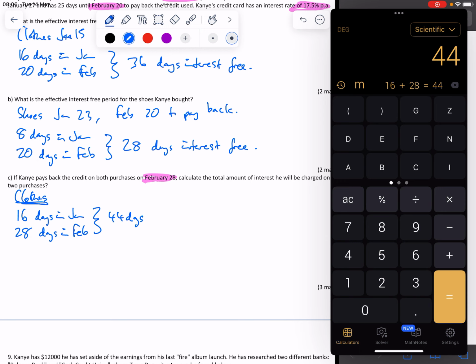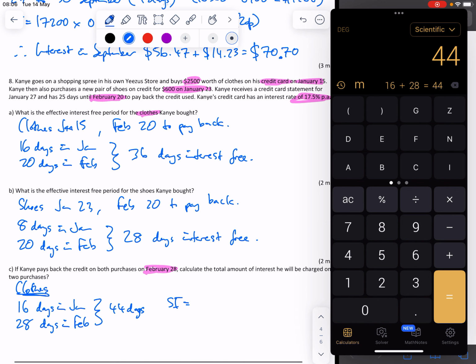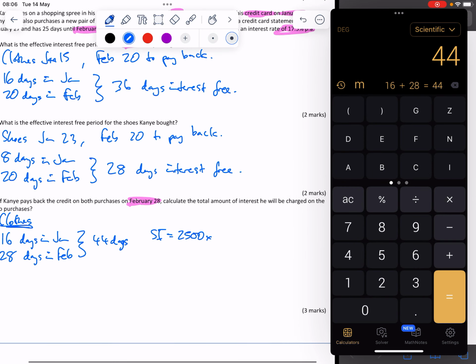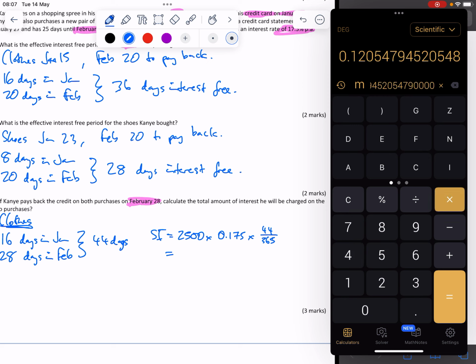So now you can do SI is equal to the clothes purchase price 2,500 times the interest rate as a decimal 0.175 times the time in years, which is 44 over 365. 44 over 365 is a number, times 0.175 is a number, times 2,500. You get $52.74 to 2 decimal points.